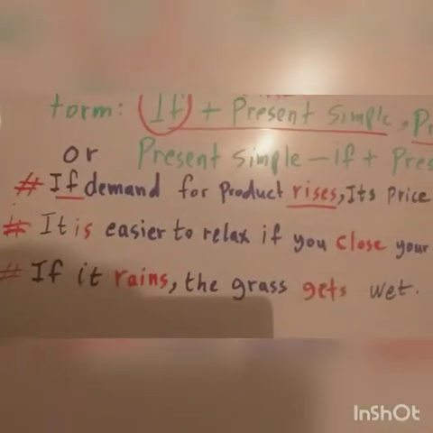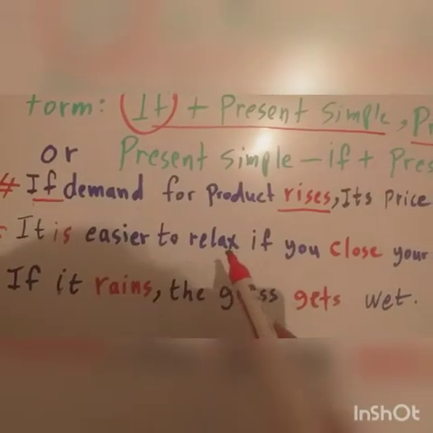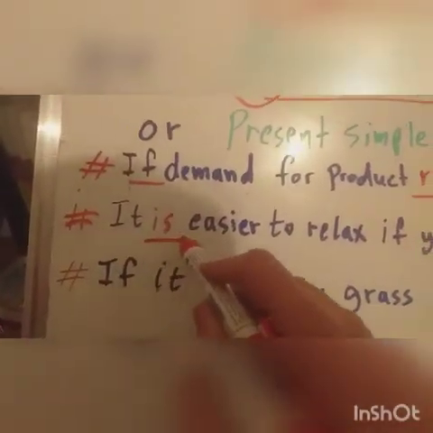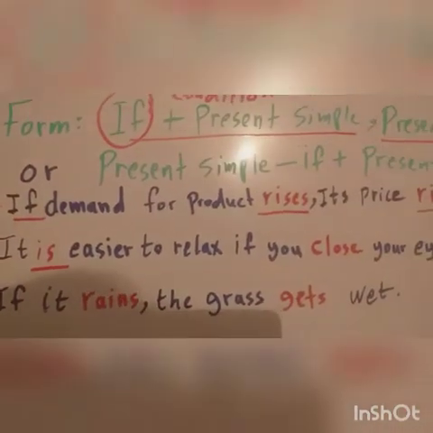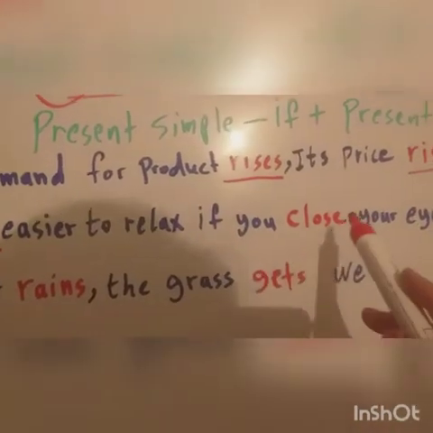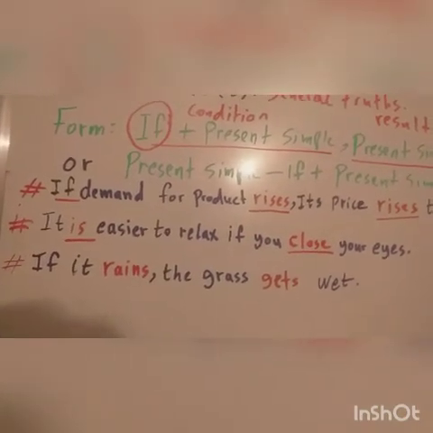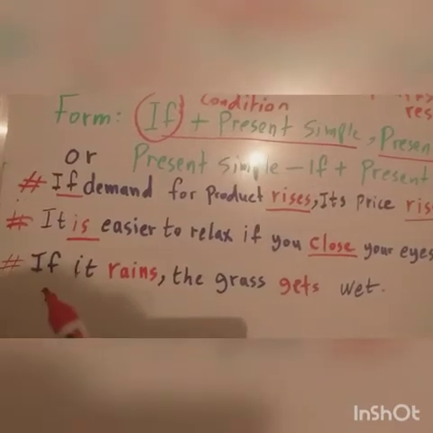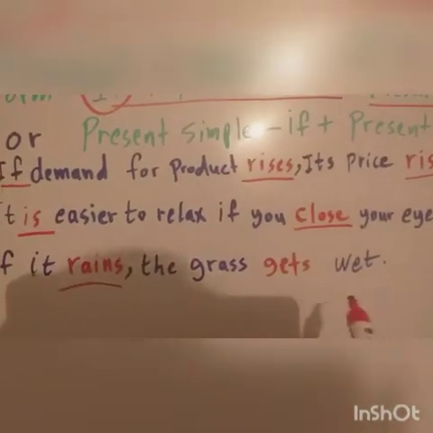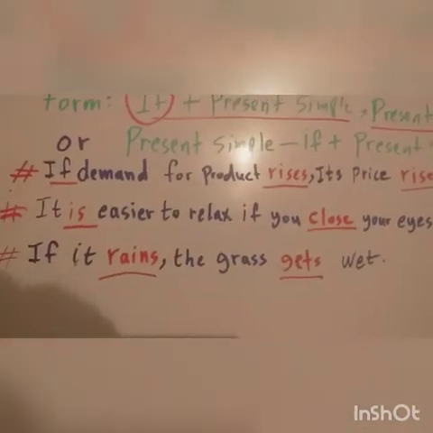Let's look at the second example. It's in the second order. It is easier to relax if you close your eyes. Well, here the main verb is the verb to be. And in the if clause, or the condition clause, here's the present simple tense. Take a look at the third example. If it rains, the grass gets wet. Here are the present simple tenses.